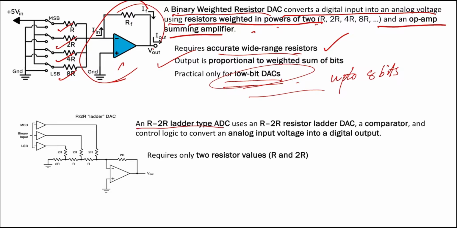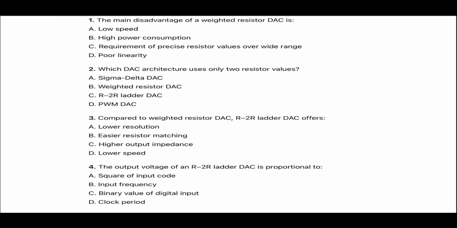Next one is the R-2R ladder type. Here the main advantage is that only two resistor values are required, that is R and 2R. The main disadvantage of the weighted resistor DAC is that it requires precise resistor values over a wide range, like R, 2R, 4R, 8R. So this is the main disadvantage of a weighted resistor DAC.